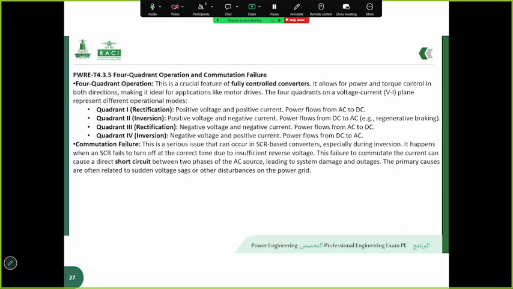Quadrant 3 is rectification with negative polarity, where both voltage and current are negative. Finally, quadrant 4 is the second inversion mode with negative voltage and positive current, again turning power from the DC load to the AC source. So this comprehensive control makes these converters the backbone of high performance motor drives.